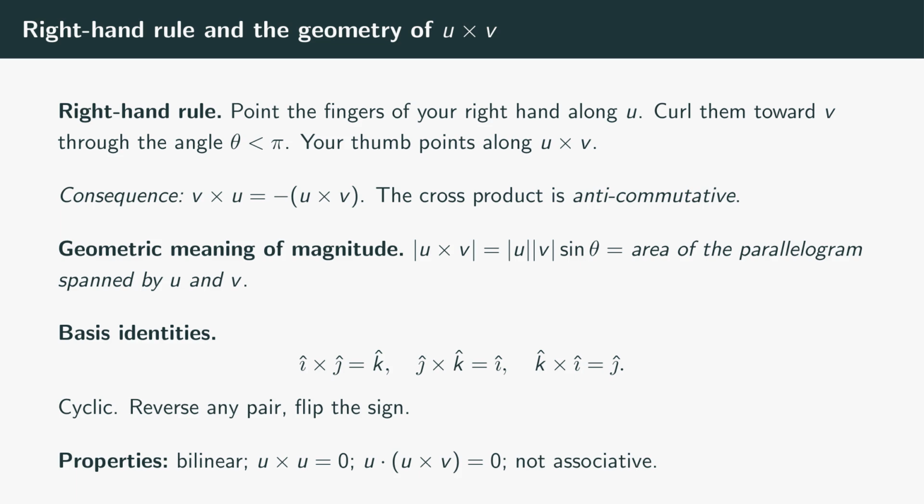Basis identities to memorize. i hat cross j hat equals k hat, j hat cross k hat equals i hat, k hat cross i hat equals j hat. Cyclic. Reverse the order, pick up a minus sign. Useful properties. The cross product is bilinear. Crossing a vector with itself gives 0. Dotting the cross product back into one of its inputs always gives 0, the perpendicularity property restated. And it is not associative. In general u cross (v cross w) is not equal to (u cross v) cross w. The correct identity, BAC-CAB, we will meet when we need it.